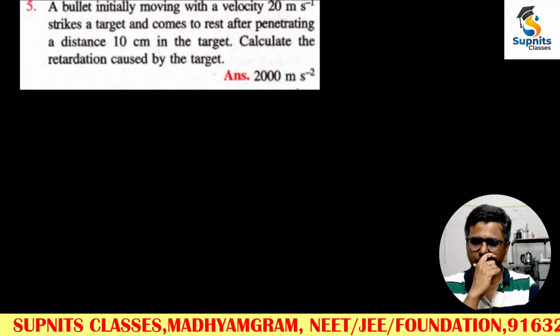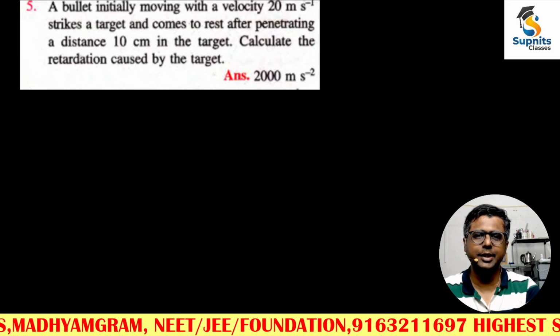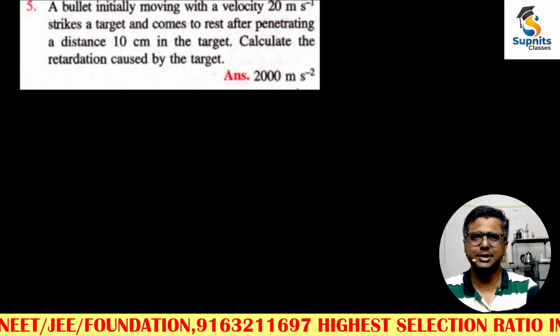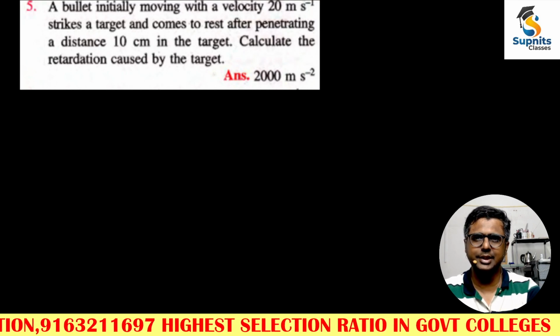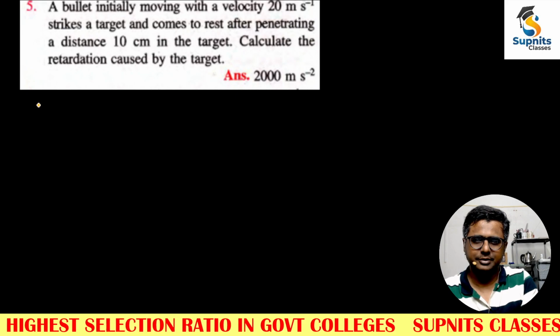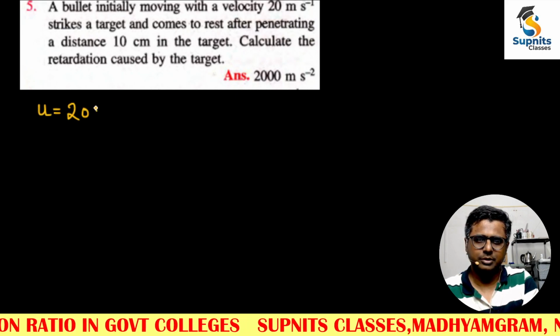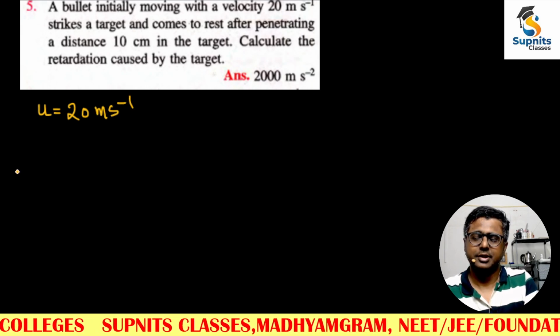So this is our first problem which we have taken. A bullet initially moving with a velocity of 20 meter per second. Then what is 20 meter per second? You will say, sir, 20 meter per second is the initial velocity of the bullet. So we can write u is equal to 20 meter per second.